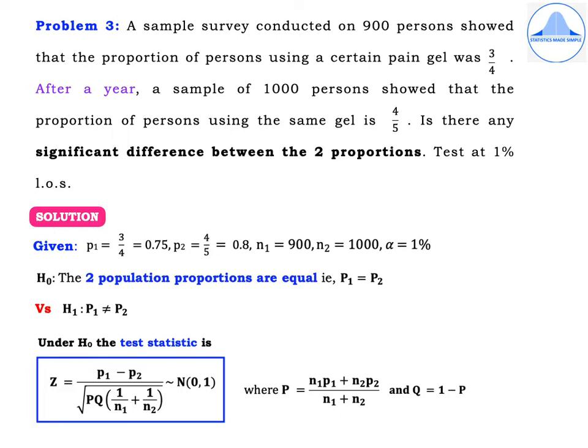Now because they are asking us to test if there is any significant difference between the two proportions, the alternative will be a two-tailed one. So versus H1, capital P1 is not equal to capital P2. Then under H0, the test statistic is Z equal to P1 minus P2 by root of PQ into 1 by N1 plus 1 by N2, which follows normal 0, 1. Where we'll use the formula for capital P as N1 P1 plus N2 P2 divided by N1 plus N2, because in the problem they have given us both the sample proportions, and Q will be equal to 1 minus P.